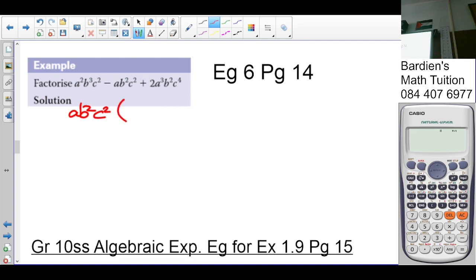So if I take out ab squared c squared, what are we left with? ab minus 1. Why 1? Because I took the whole term out as a common factor. And ab squared c squared must be multiplied by what to give you positive 2a cubed b squared c to the 4? Plus the 2a squared c squared. Yes. Okay, but you guys understand? Yes, sir. Any confusion? No?